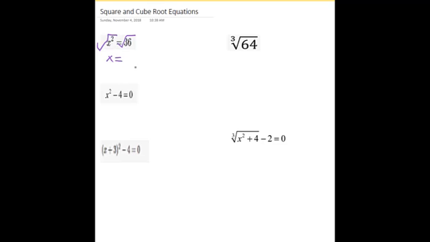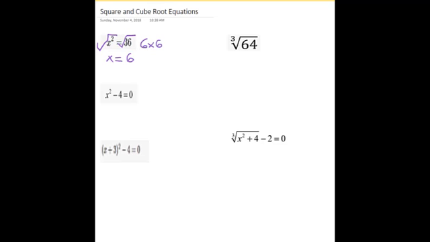The square of a number is two numbers multiplied by themselves. They're the same number. So we know that 6 times 6 equals 36, so the square root of 36 is 6. And that is solved.